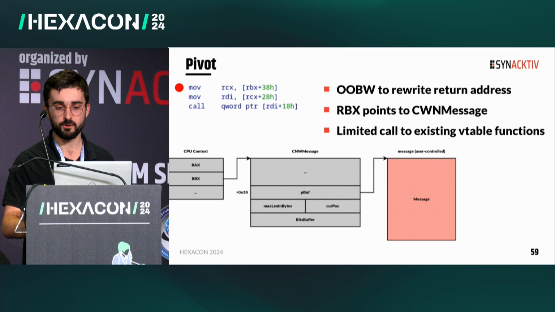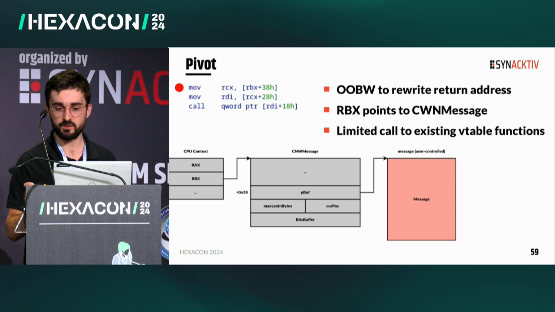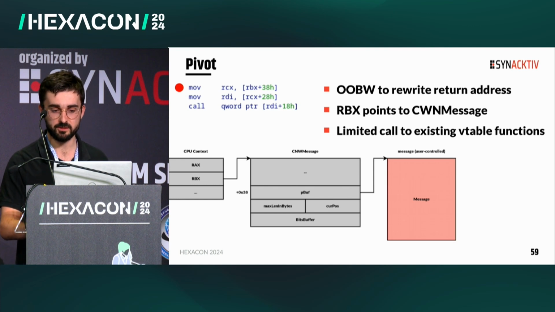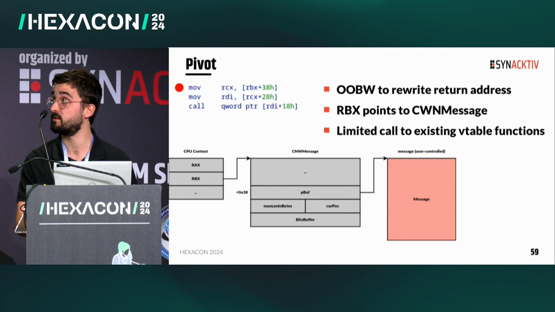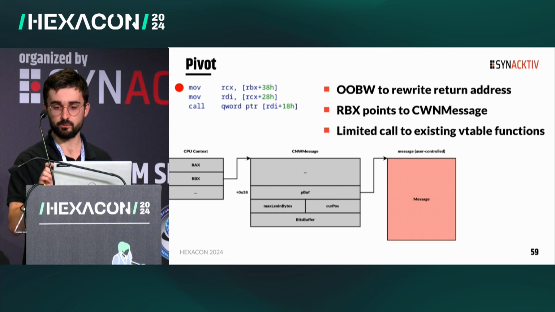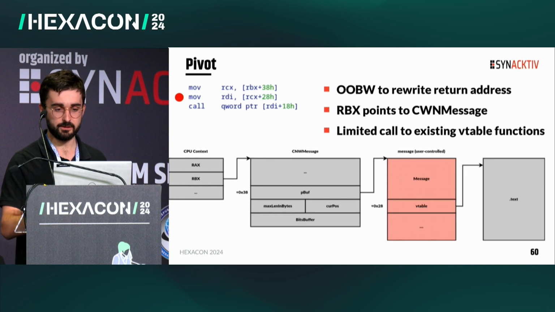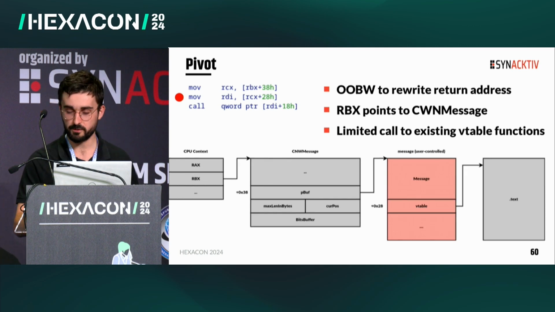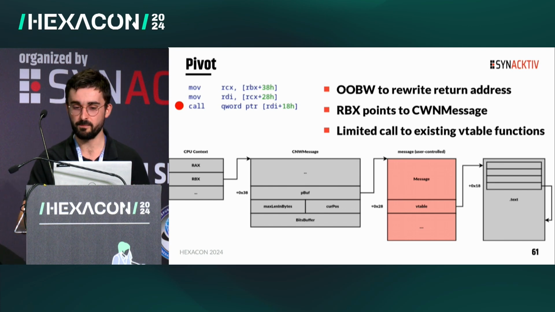When the function returns, the RBX register points to the current CNW message object. I use the gadget at the top left of this slide. The controlled data is in red on the diagram, and the gadget moves pointers to controlled data into RCX. After, it gets a vtable pointer, and it will call the fourth function of this vtable.